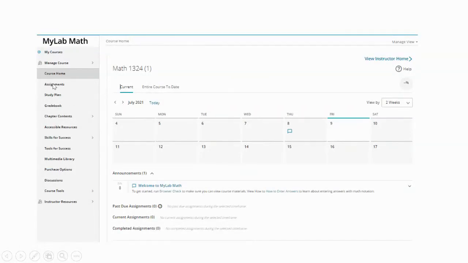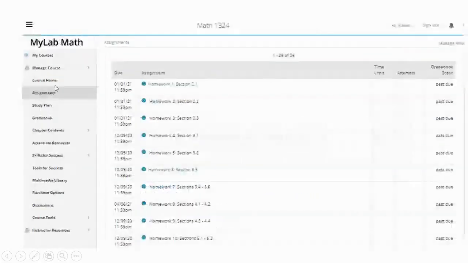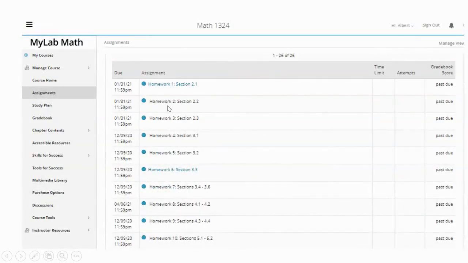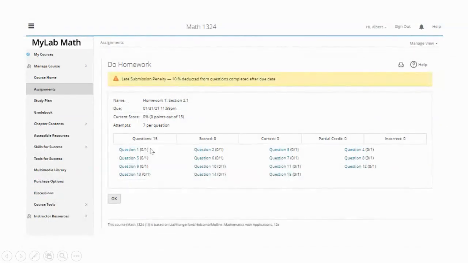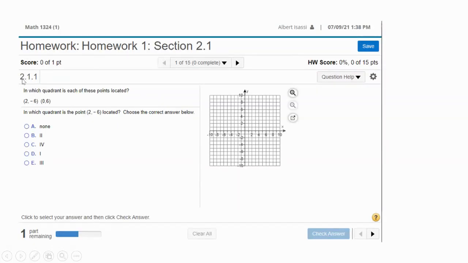So you're going to click assignments, because you're going to start with the assignments. It's going to take you here: assignments 1, 2, whatever the instructor has already set up for you. So say you click homework number 1.1. These are the problems here, guys. Say that I click on question number 1. This is 2.1, chapter 2, section 1, and number 1.